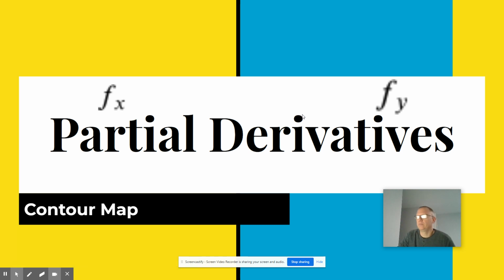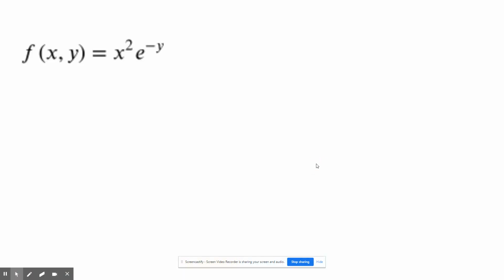Okay, look at partial derivatives of contour maps. This time we're going to look at the partial of f with respect to y, or looking at the change in our function values as we go in the y direction given a contour map. All right, so we have the same curve as the last one, x squared e to the negative y. We take the partial with respect to y, keeping x constant, so just take that negative and throw it in front.